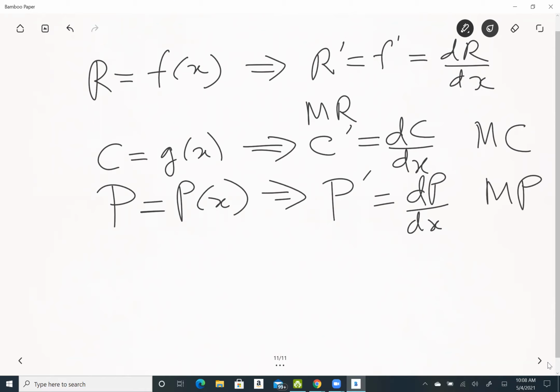So look at example number 5. You have the revenue equal to what? R equals 10x plus whatever the second term is. So now you want to find the marginal revenue. So what do we do?